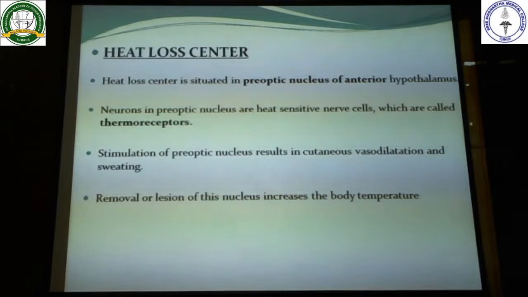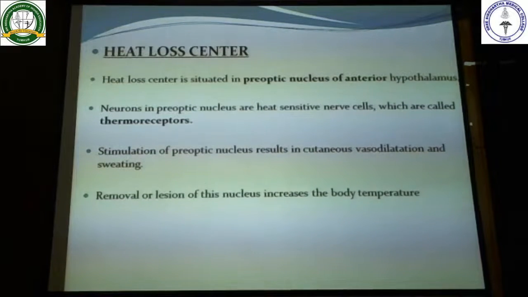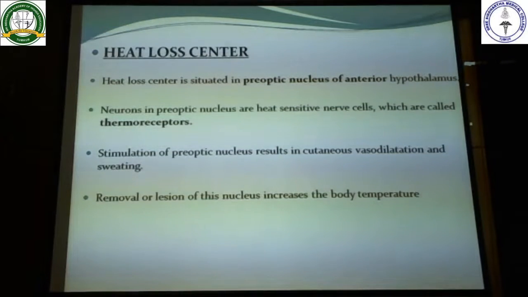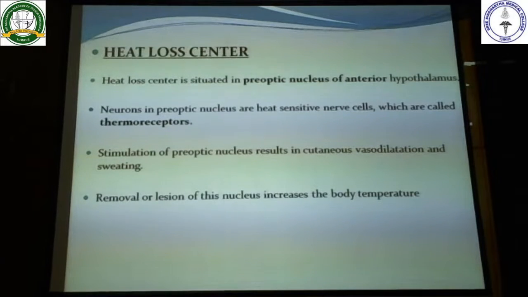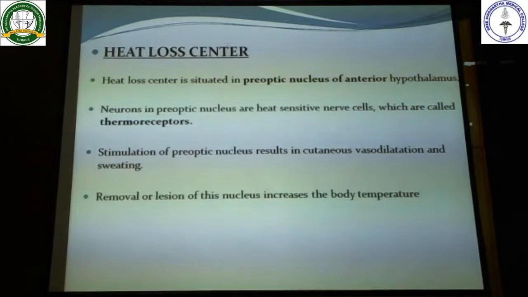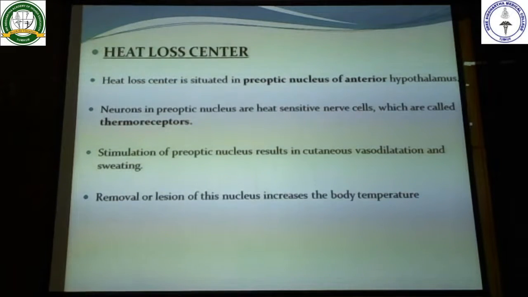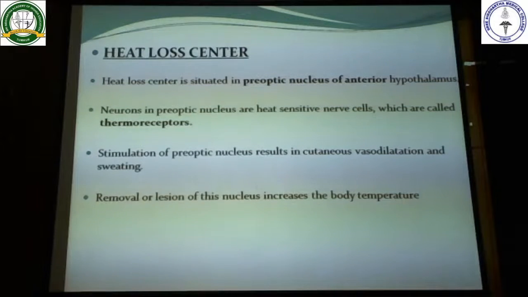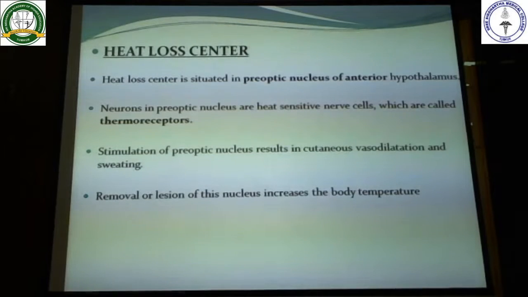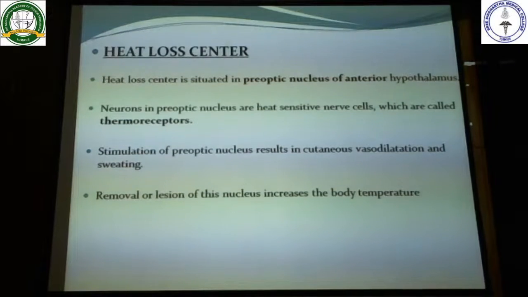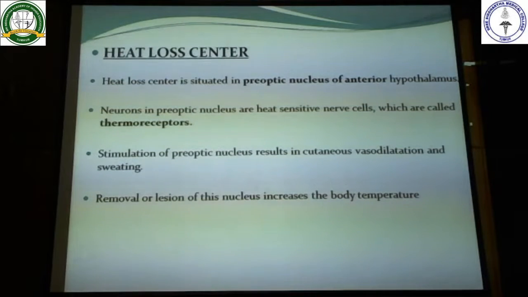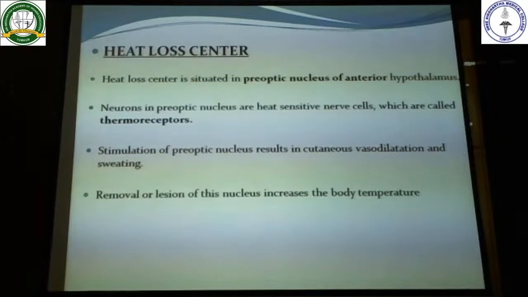Now if this heat loss center is removed, or if there is any damage occurring to this heat loss center, automatically the body temperature will go on increasing, because the thermoreceptors are not giving it the proper message. Even if the body temperature is more, it is not going to sense it, and the heat loss center is not going to function. Hence the body temperature will continuously be on the higher side. This is about if the heat loss center is damaged, right? If the preoptic nucleus of the anterior hypothalamus is damaged, the body temperature will be continuously on the higher side.